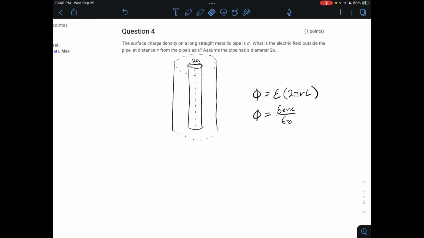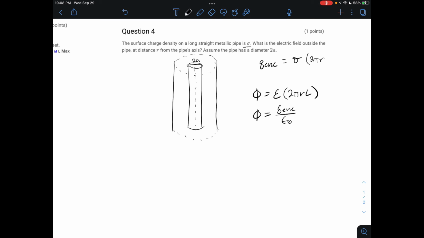So we can set these equal, but we still have to find out what this Q enclosed is. Normally the Q enclosed would just be lambda times L, but we don't have a charge per unit length, we have sigma, the charge per area. So now our Q enclosed is going to be this sigma times the surface area of this metal pipe. The ends are open, so it's just the outside surface area.